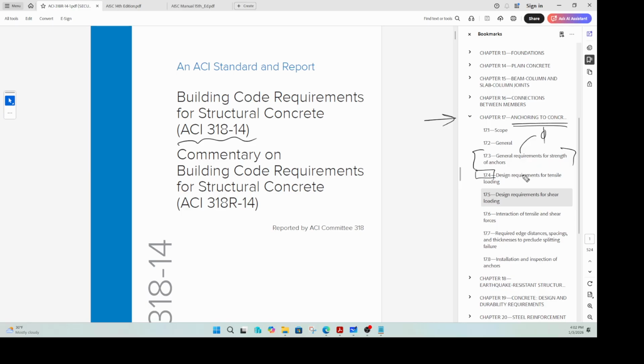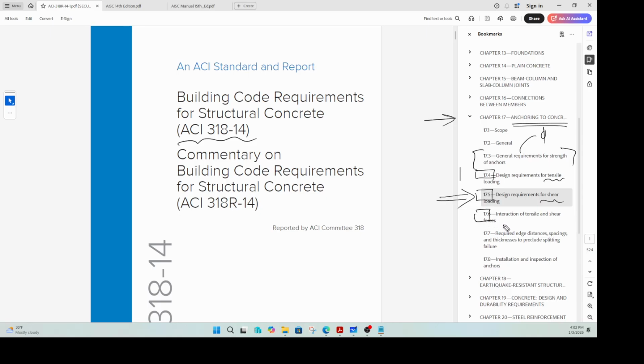17.4, like how I said, is all about the tensile loading, and 17.5 is about shear loading. So we'll be switching to this for the particular example that we are doing. We'll be talking about shear, so we'll be doing this. But then remember, even if it is shear, sometimes you need to bank on the tensile strength to calculate the shear in certain limit states. So we'll also be jumping back and forth between 17.4 and 17.5.